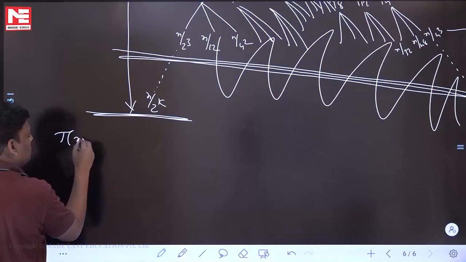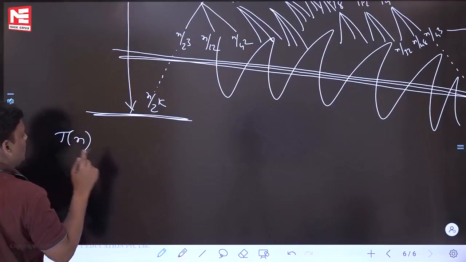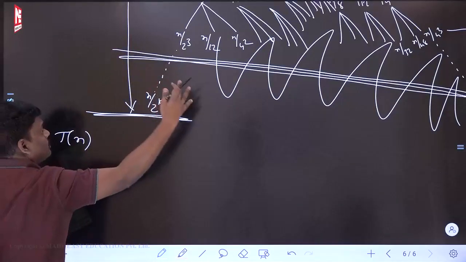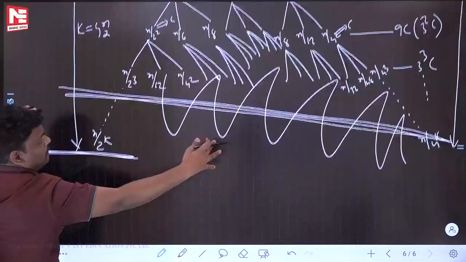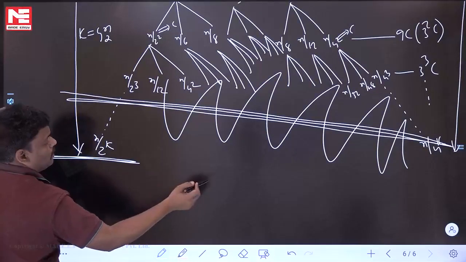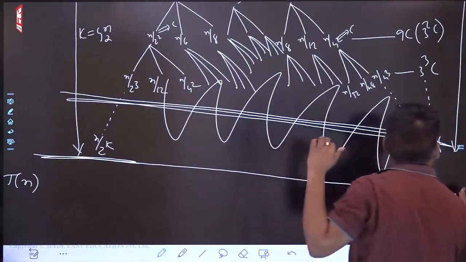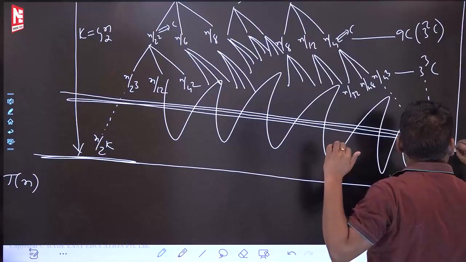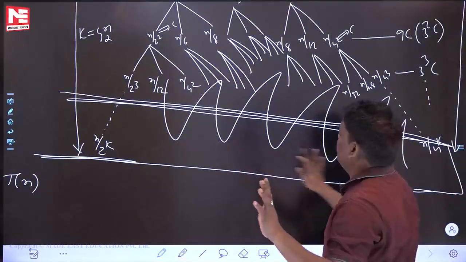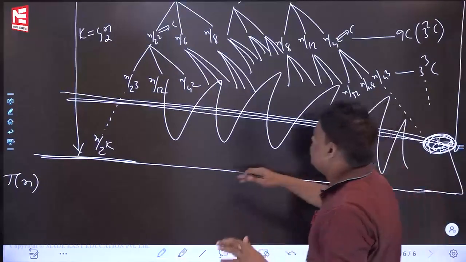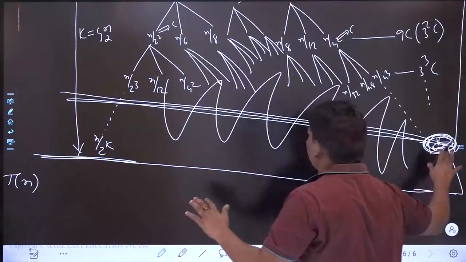Tn is the actual answer. If you don't take more, if you don't take less, that is the Tn. Comparing with Tn, this side is right. So actually it is not a complete binary tree. Complete binary tree means no gap. But here if you observe, gaps are there. This area is gaps. He stopped here itself. So if you add this also, that is called the upper bound.